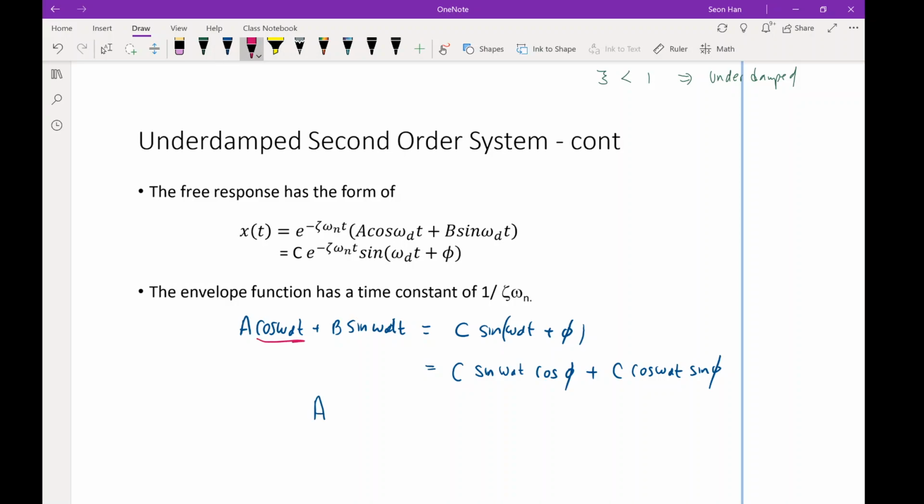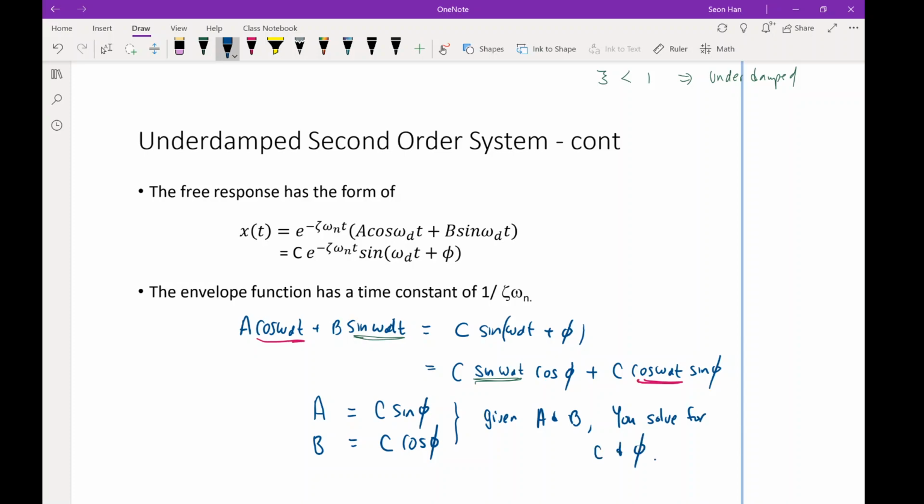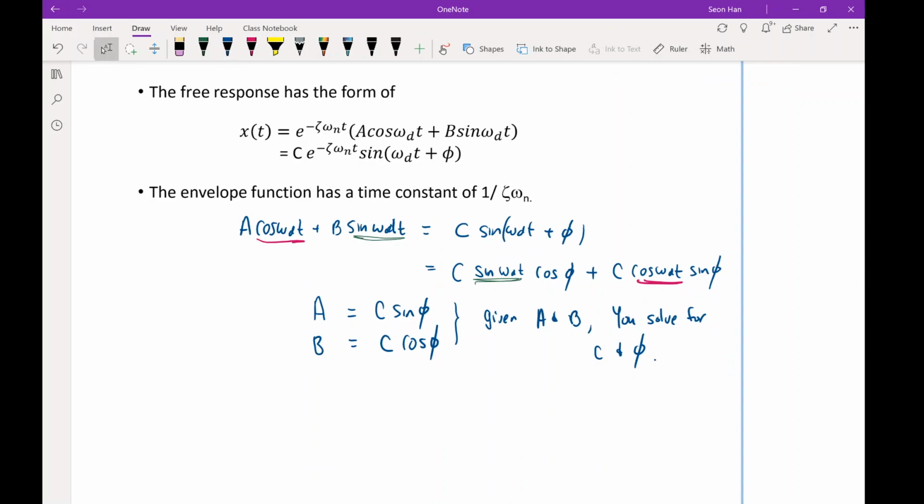Now you match the coefficients. You can see cosine omega d t and sine omega d t right there. So A must be equal to C sine phi, and B equals C times cosine phi. Given A and B, you solve for C and phi. I'm sure there's a formula for this, but it's a little hard to use, because the arctangent gives two possible values for an angle between 0 and 360 degrees.